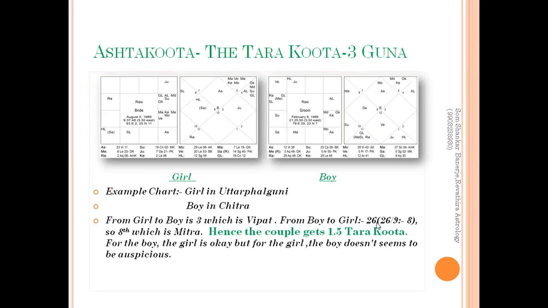So what we have to do is divide it by 9 and take the remainder. The remainder is 8. So 8 is Mitra. Hence the couple gets 1.5 Tarakuta, because on one side it is coming within 3, 5, 7 and on the other side it is the balanced one. So it is 1.5 Tarakuta. But what it suggests is that for the boy, the girl is okay. But for the girl, the boy doesn't seem to be auspicious or lucky. If this boy marries this girl, the boy's things will improve in terms of luck. But from the wife's perspective, it will not be very lucky even after marriage. That is what the 1.5 Tarakuta is trying to suggest.